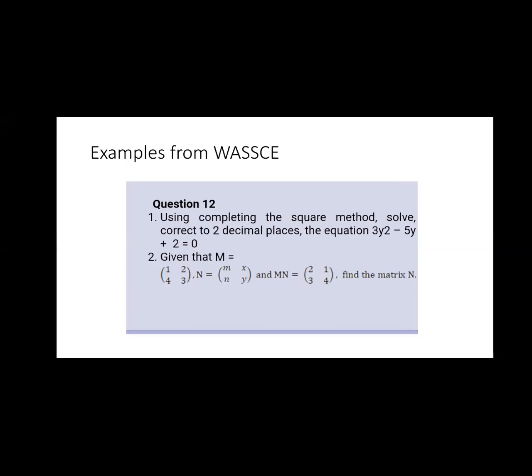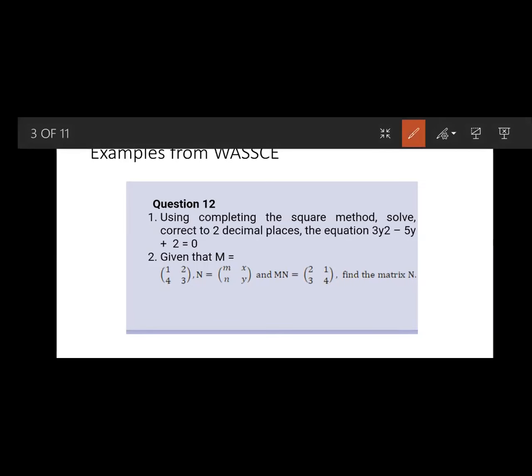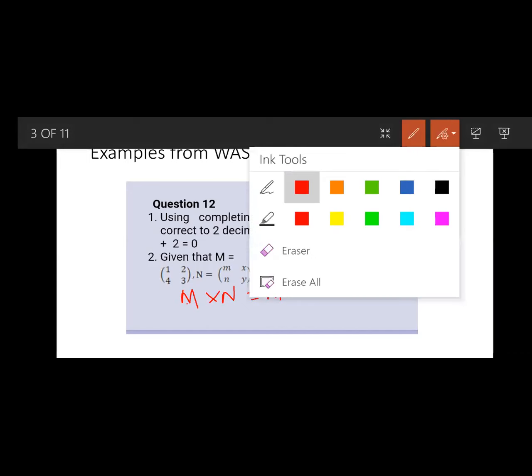Okay. I think it is similar to what I've just explained, the last thing I explained in the last slide. We are looking for N. So what do you think can be done? In this case, we know that M times N will give us MN. I'm going to solve it in the next slide, but let me just use something to explain here. You see, we are going to have M times N equals MN.